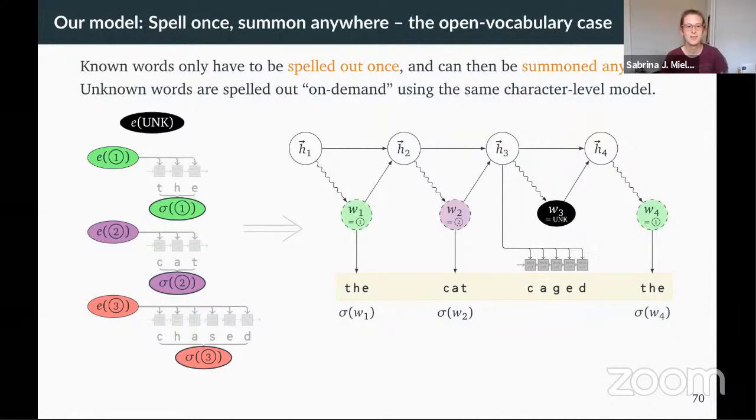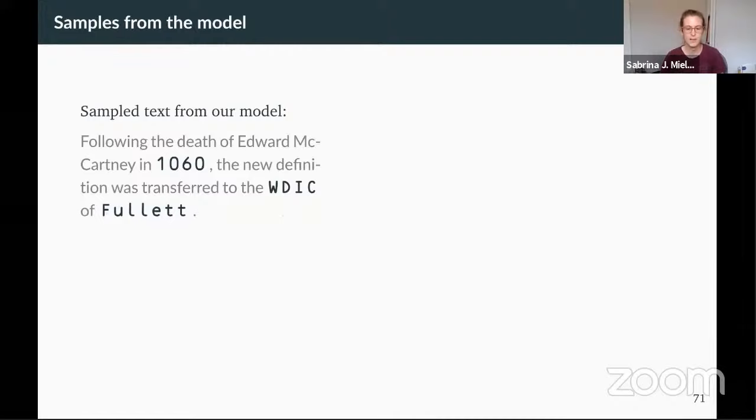So we have this RNN cell, this character RNN model that is used both for in-vocabulary words and for the novel words. And it turns out that using both for training is crucial. And so we get this nice synergy between them. And this helps us be a great open vocab language model.